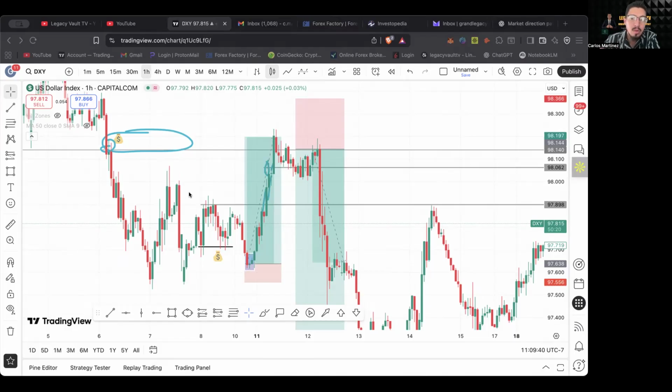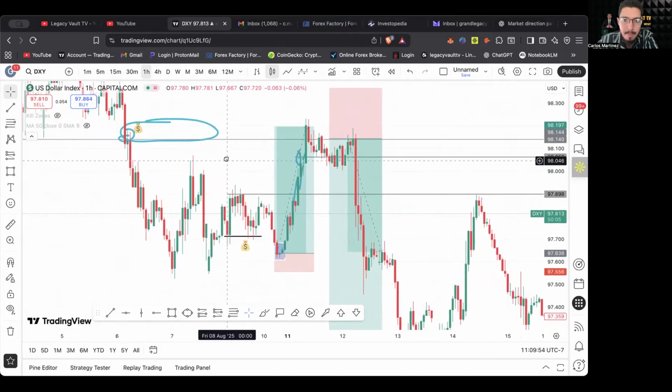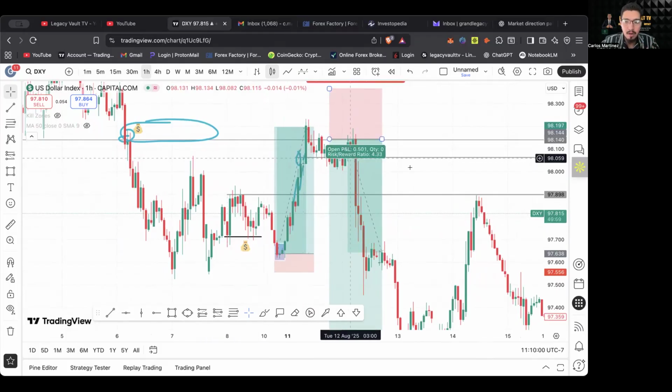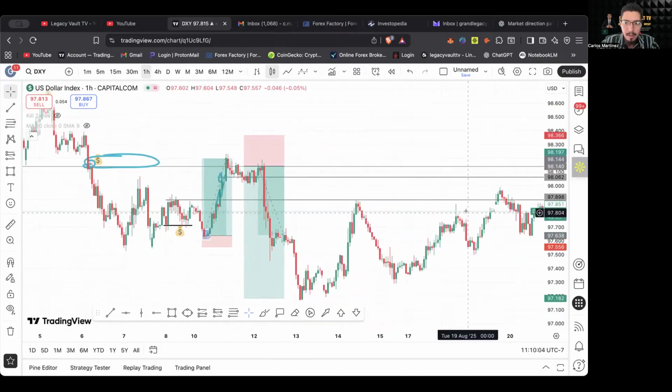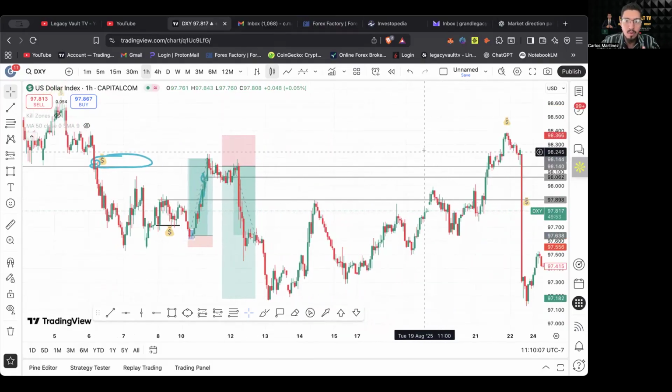Now, liquidity equals fuel for price movement. Price often seeks liquidity pools above highs, below lows before making its true move. So this is very, very important. This is a very important concept to learn. It's liquidity, spotting where the money is at. Ask yourself, where is the money? Where is the money? Look for liquidity.